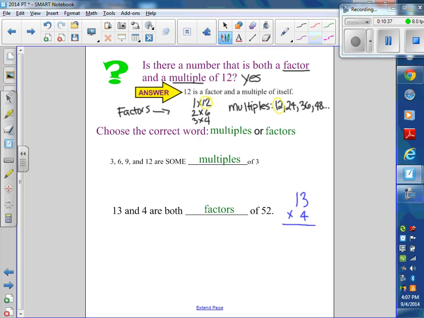4 times 3 is 12. Carry the 1. 4 times 1 is 4. Add 1. You get 5. Therefore, 4 times 13 is a factor pair of 52.